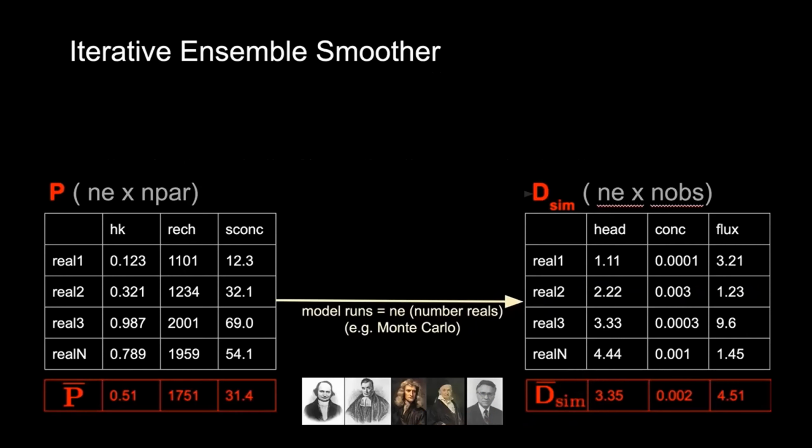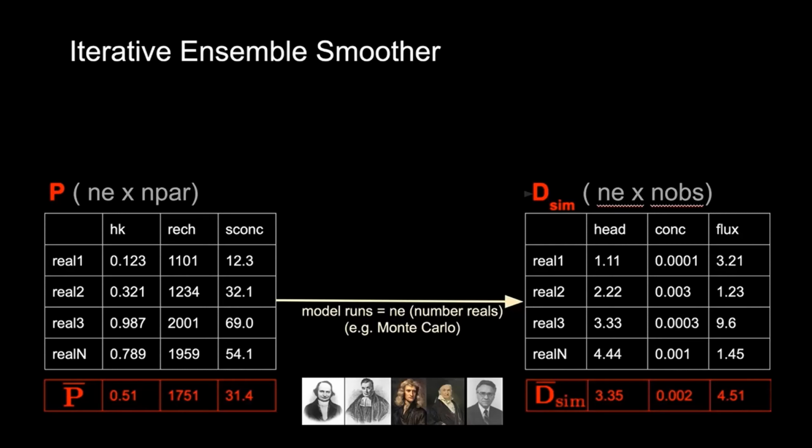Now, if we start with our initial parameter ensemble P here, typically drawn from the prior parameter distribution, in this case, P has 3 parameters, HK, recharge, and starting concentration, and 4 realizations. Each row of the P matrix represents a set of parameters that's needed to run the model. The first step in applying the iterative ensemble smoother is to run the prior parameter ensemble through the model. It can be done in parallel, and we fill in the corresponding rows of the DSIM matrix. The DSIM matrix in this case stands for data simulated. And in this case, we have 3 observations: head, concentration, and flux.